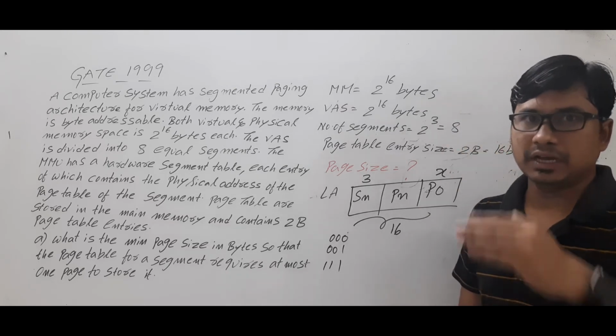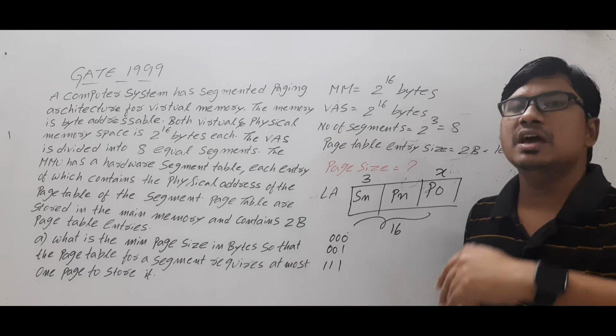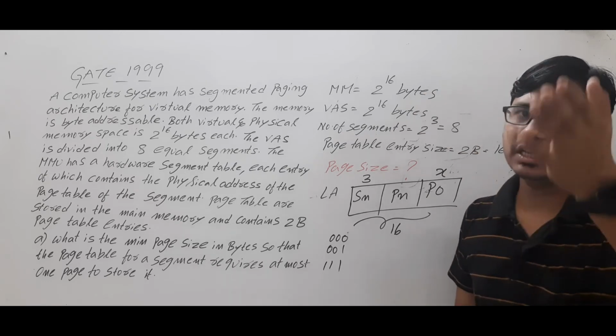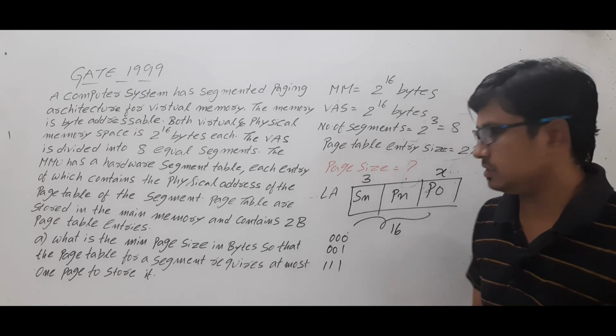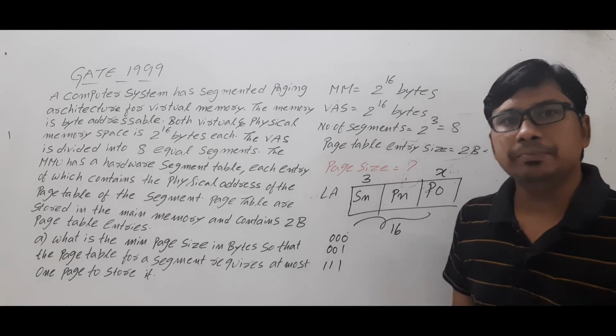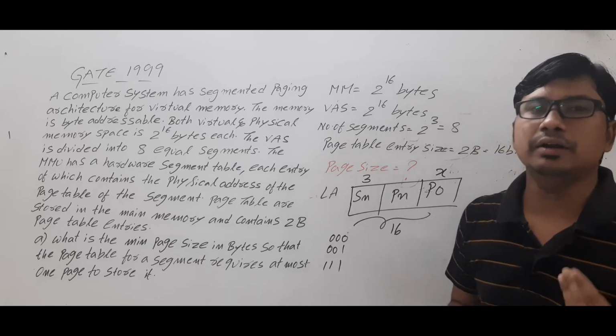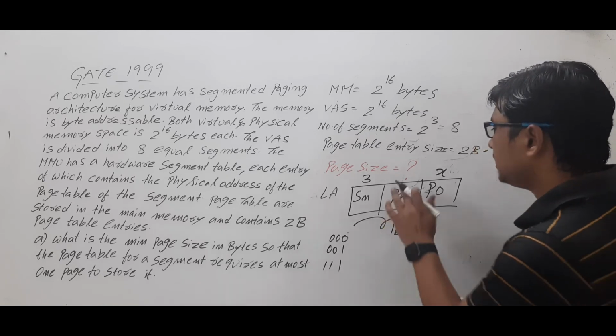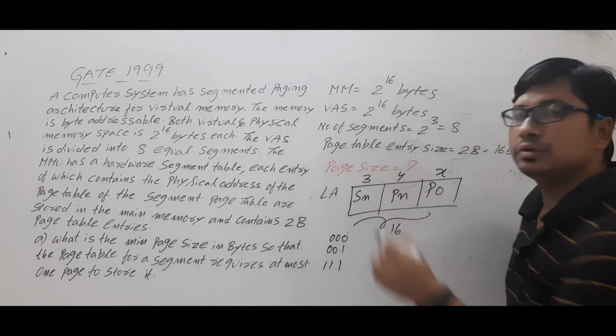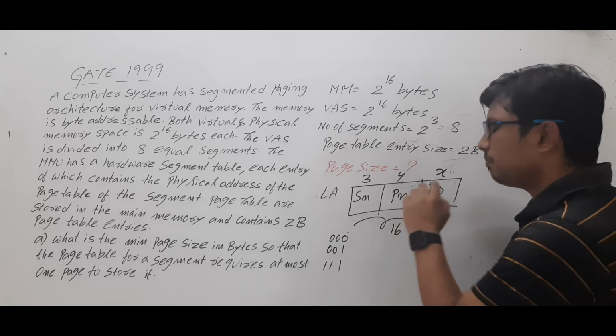Am I right? Because if we know the segment size and if we know the page size, we can easily find out the number of pages. So the page number will depend on the number of pages. Let's consider that the number of pages is 2 power y. Then we need y bits to represent the page number.